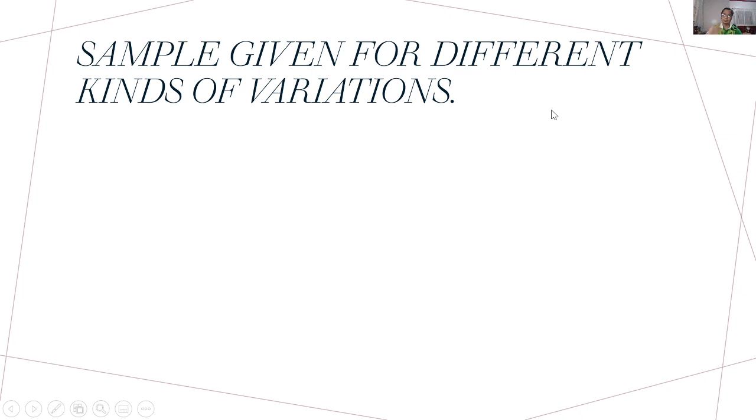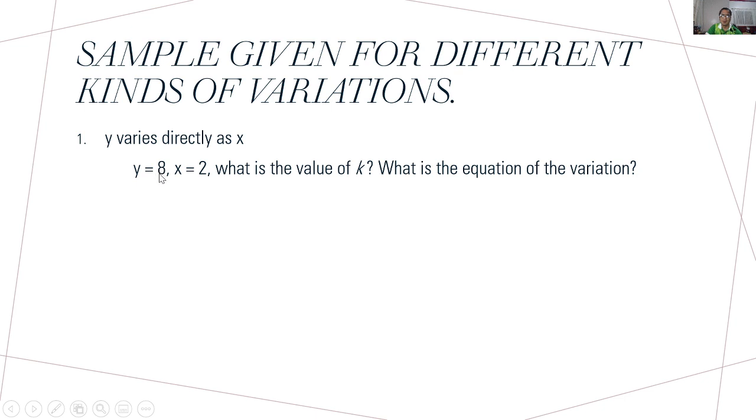Para mas maintindihan, let's have here now an example. So we have sample given for different kinds of variation. Number 1, direct variation tayo. Sunod-sunod lang to direct, inverse, joint, and combine. So y varies directly as x. Anong mga value given? Y is equal to 8, x is equal to 2. What is the value of k? What is the equation of variation? So the first thing that we will be doing, kunin muna natin yung given. Once we come up with the given, formula muna tayo. Directly yan, so y is equal to k times x.